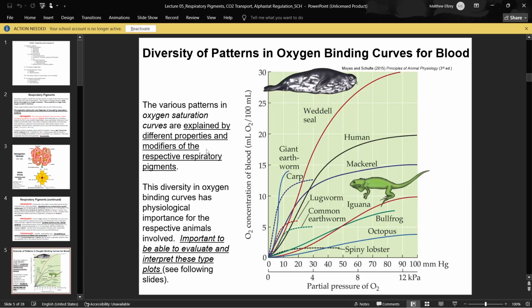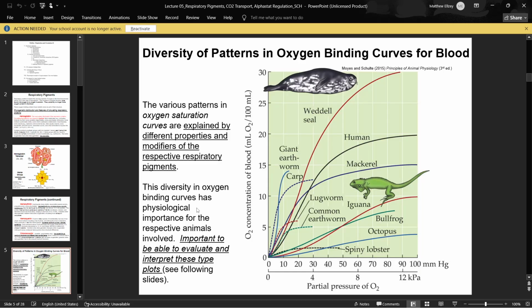So, there is a diversity of oxygen binding curves for blood. Various patterns in oxygen saturation curves are explained by different properties and modifiers of the respective respiratory pigments. Basically, the chemistry of these pigments is going to affect the curve at which oxygen is binding. We have partial pressure of O2 on the x-axis and, on the y-axis, the O2 concentration, or the amount of O2 in the blood.